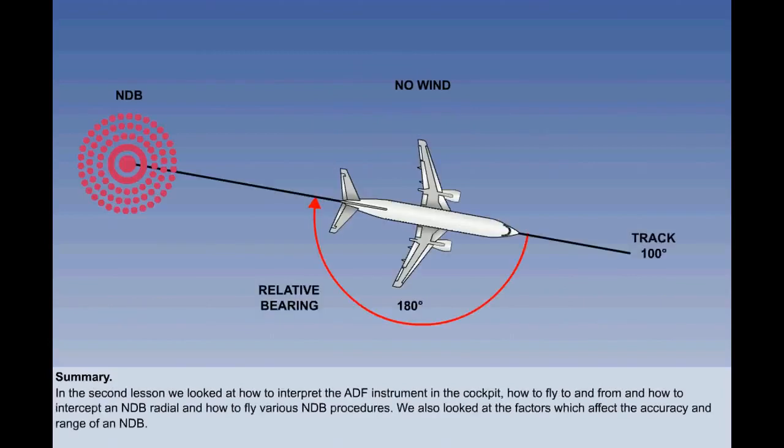In the second lesson, we looked at how to interpret the ADF instrument in the cockpit, how to fly to and from, how to intercept an NDB radial, and how to fly various NDB procedures. We also looked at the factors which affect the accuracy and range of an NDB.